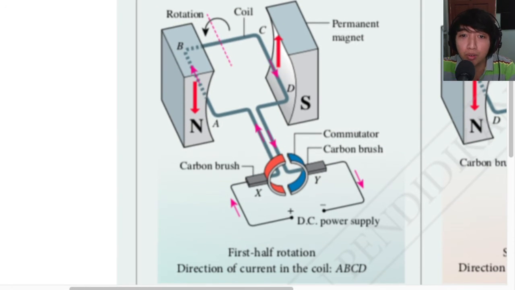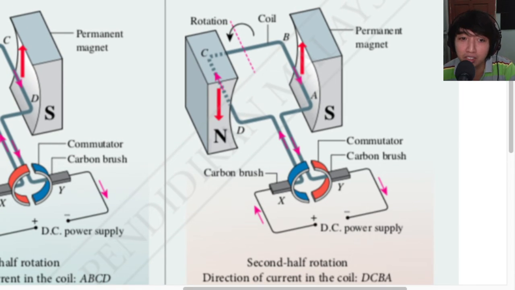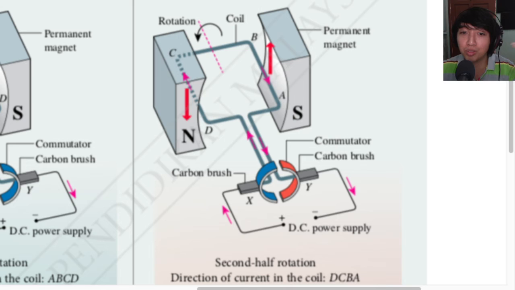But when it rotates, there's a break between these two commutators, because after it rotates, now the electricity is flowing in the opposite direction of the coil. Instead of ABCD, it is going from DCBA. And you need to be able to do that because we want it to continue turning in the same direction. So the rotation continues to happen in the same direction.